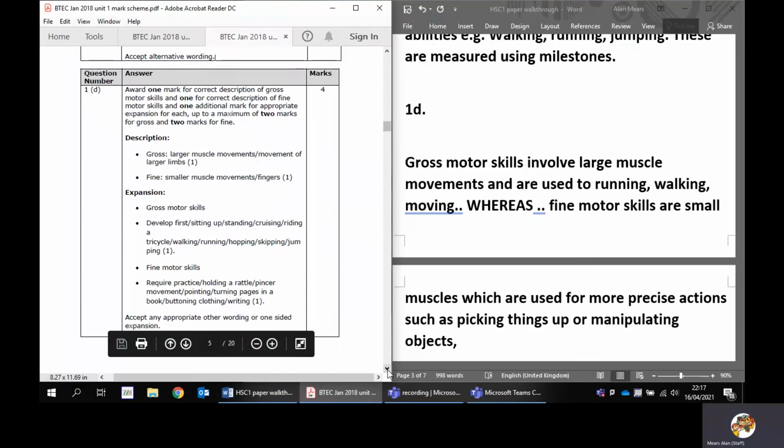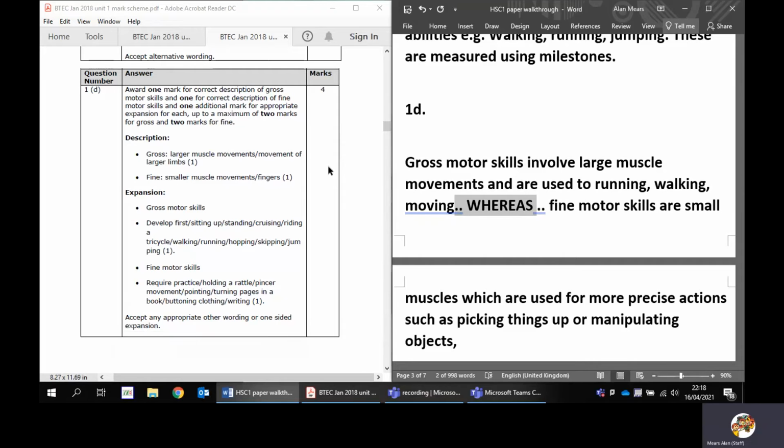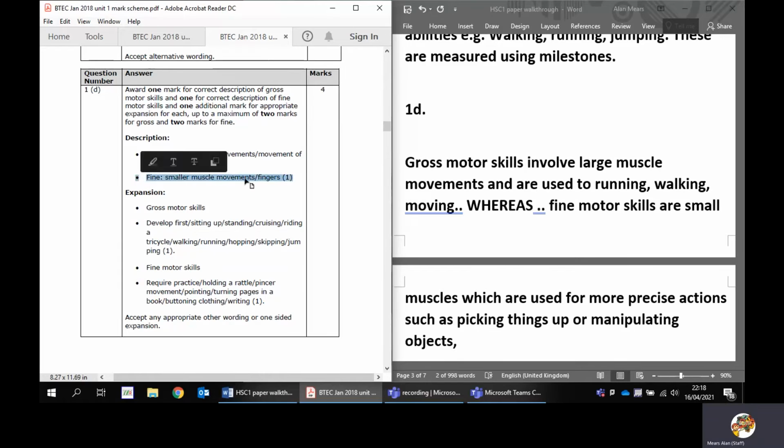1D was the question, sorry, if I just find that in my paper here, was describe the difference between a fine and a gross motor skill. So you've got the description, as I said, that seesaw word in the middle. It's a 1 + 1 style, so you're going to define what the big definitions are, one for gross, one for fine, and then you could give an example. So I've got gross motor skills involve large muscle movements. Gross motor skills, large muscle movements, movement of larger limbs. So I've made the same point. Fine motor skills were small muscles, and then they've got the same point.